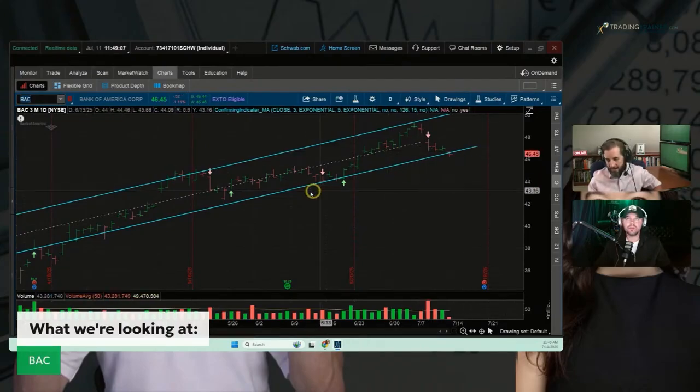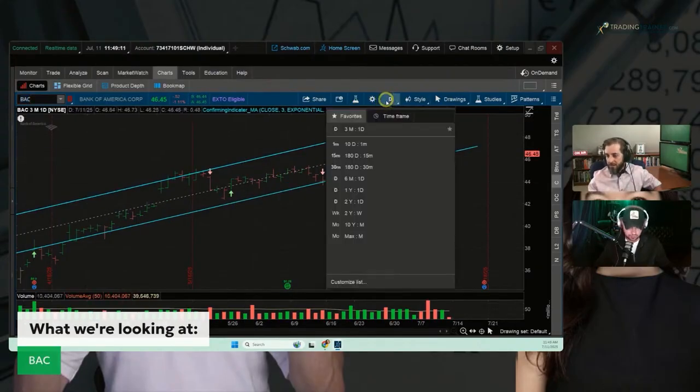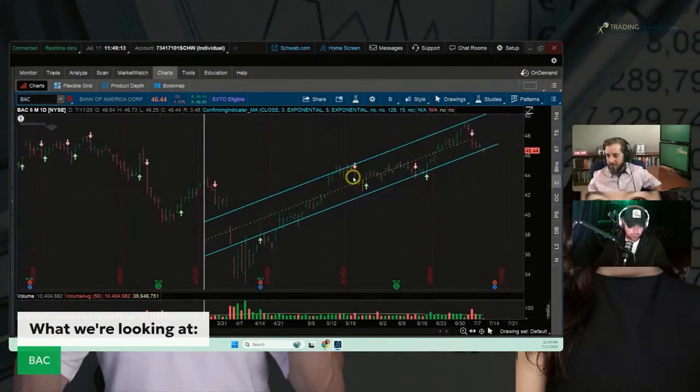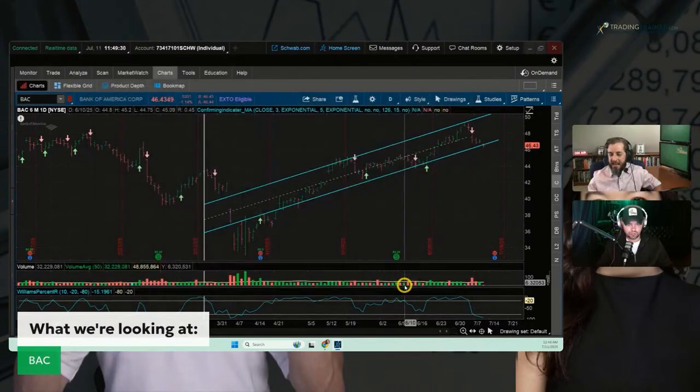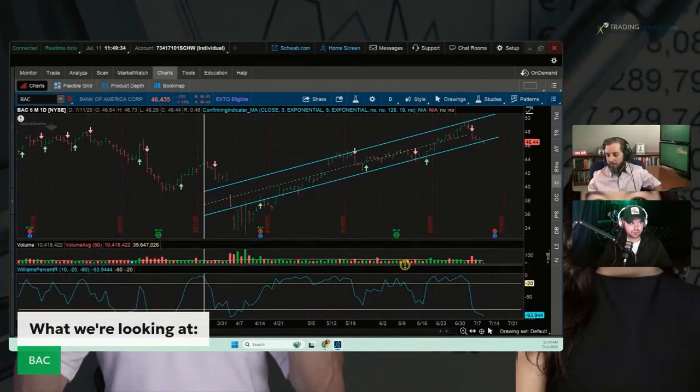The second one is, you will notice, and I'm going to zoom out a little bit on this particular view here, I'm going to go to 6 months. You'll notice that I have Bank of America in this trend. And so one of the things that I'm looking at as well, I'm going to use an overbought, oversold leading indicator. It's one of my favorite. It's the Williams percent R, made popular by Larry Williams.